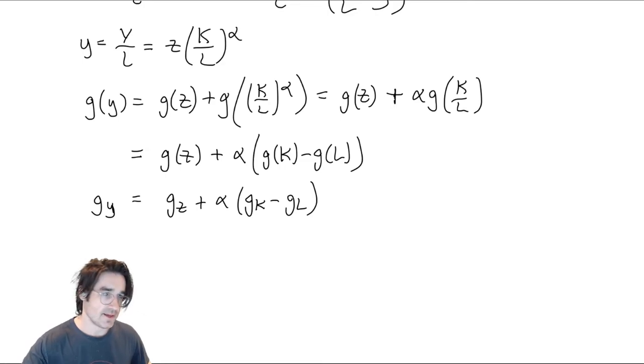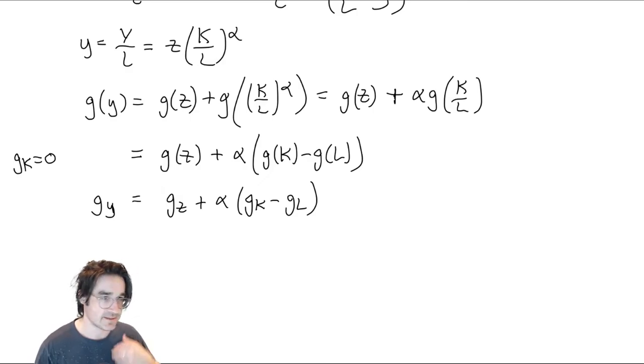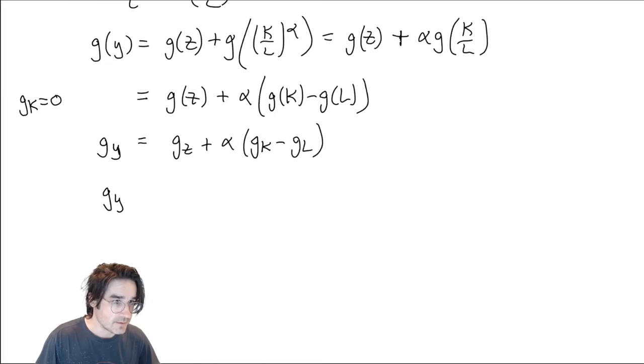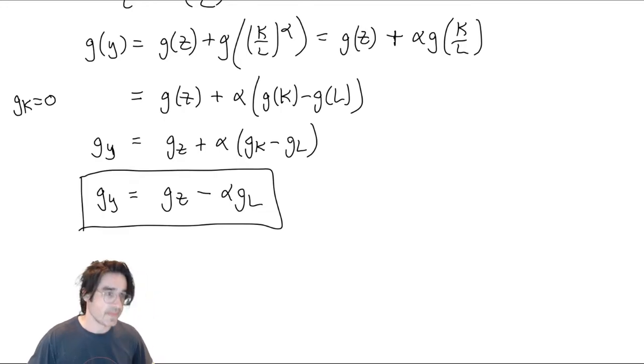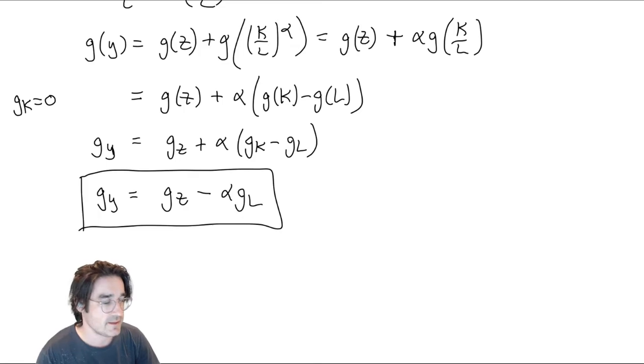But we know things about these growth rates. In particular, we know by assumption g_K is zero. The growth rate of land, that's not going anywhere. So the derivative of K is zero, the growth rate of K is zero. So we can use that. So g_y is g_z minus alpha g_l. This is kind of important, I think.